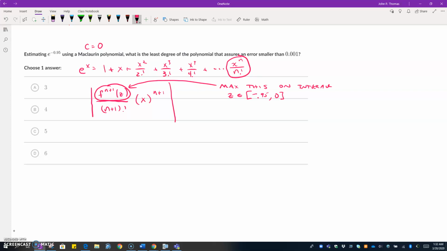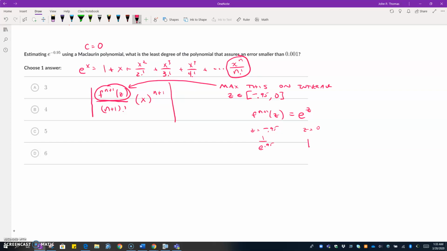Now from here, we're looking at that interval. We know that the n plus 1 derivative at z is going to be given by e to the z, because every derivative of e to the x is just e to the x. If I plug in z equals negative 0.95, I have 1 over e to the 0.95. If I look at z equaling the other end, which is 0, then I have 1.